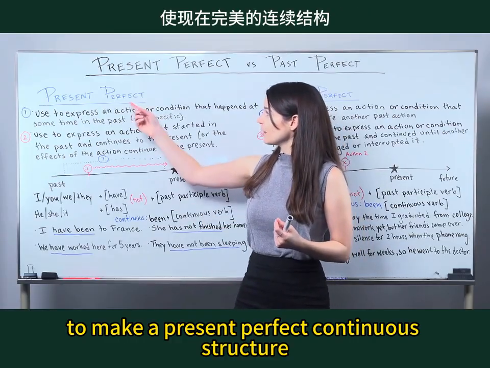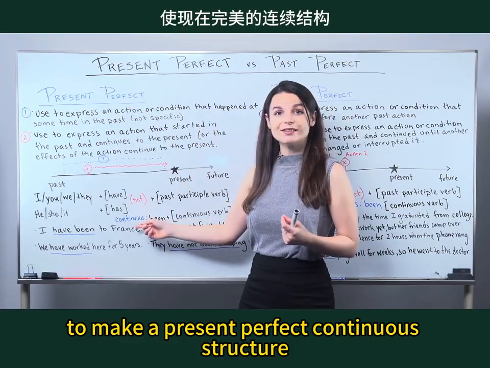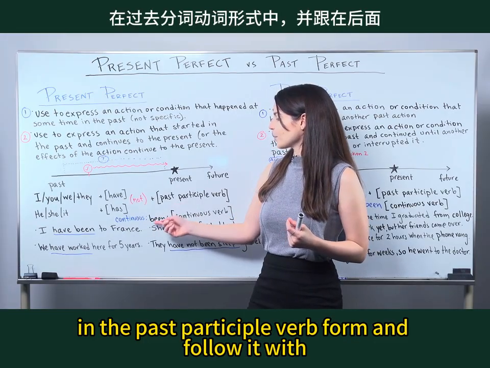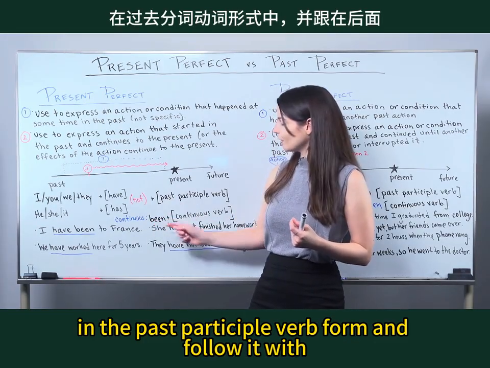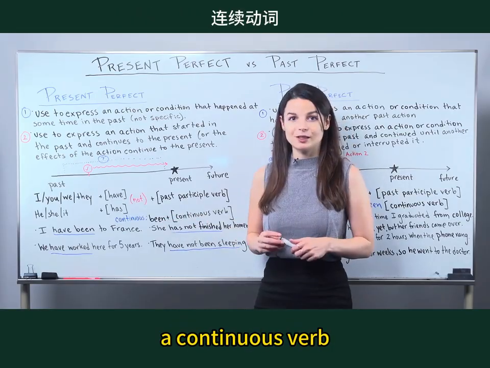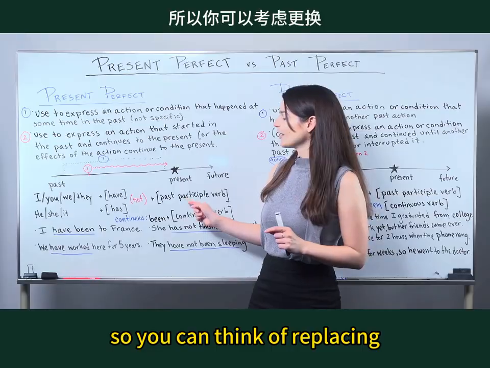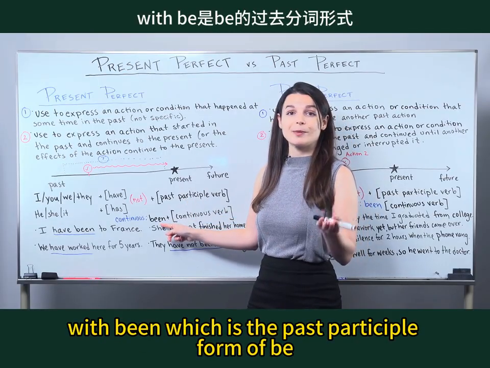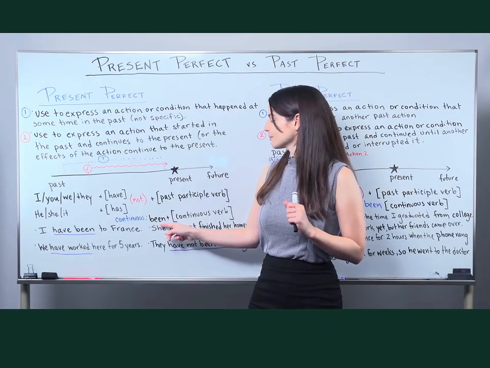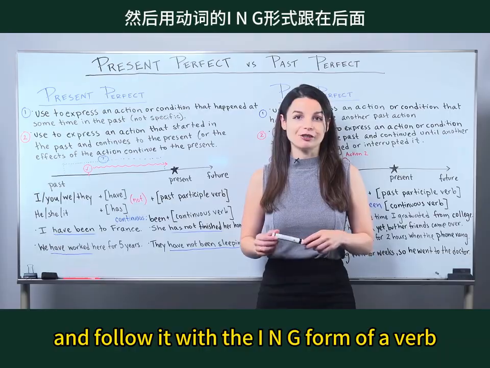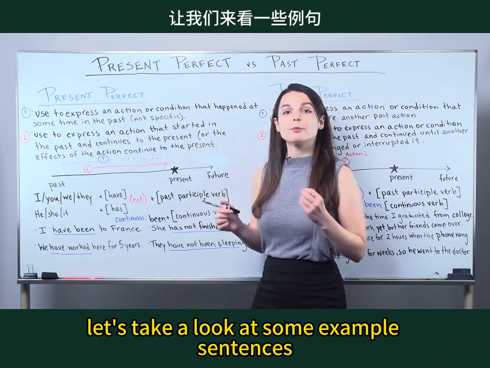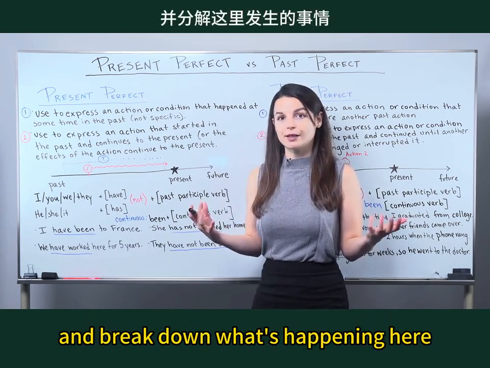To make a present perfect continuous structure, we use been, the past participle verb form, and follow it with a continuous verb. So you can think of replacing this part, past participle verb, with been, which is the past participle form of be, and follow it with the ing form of a verb. Okay? So let's take a look at some example sentences and break down what's happening here.